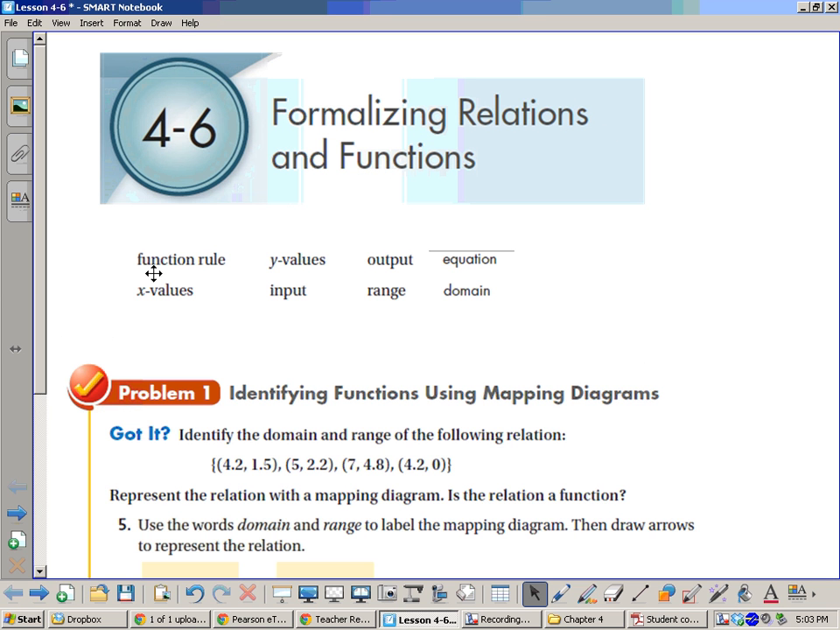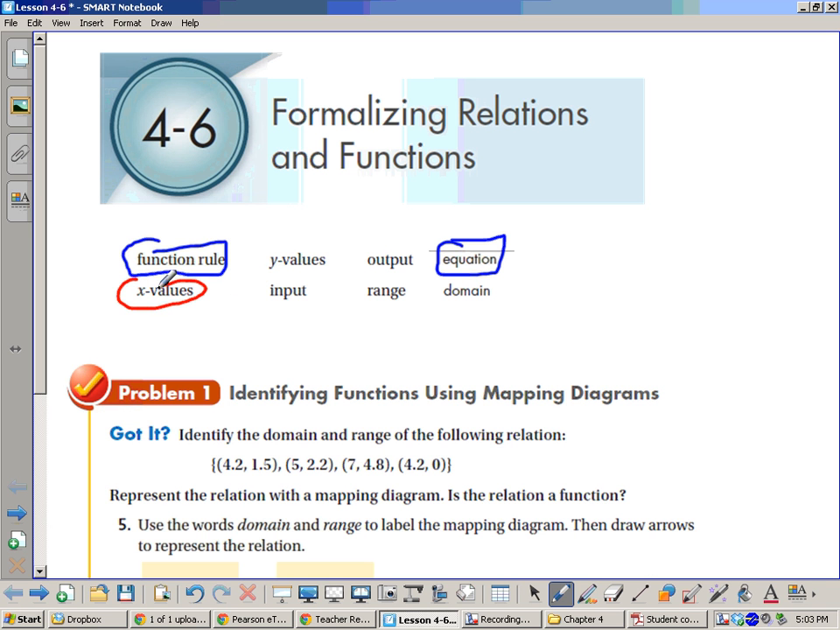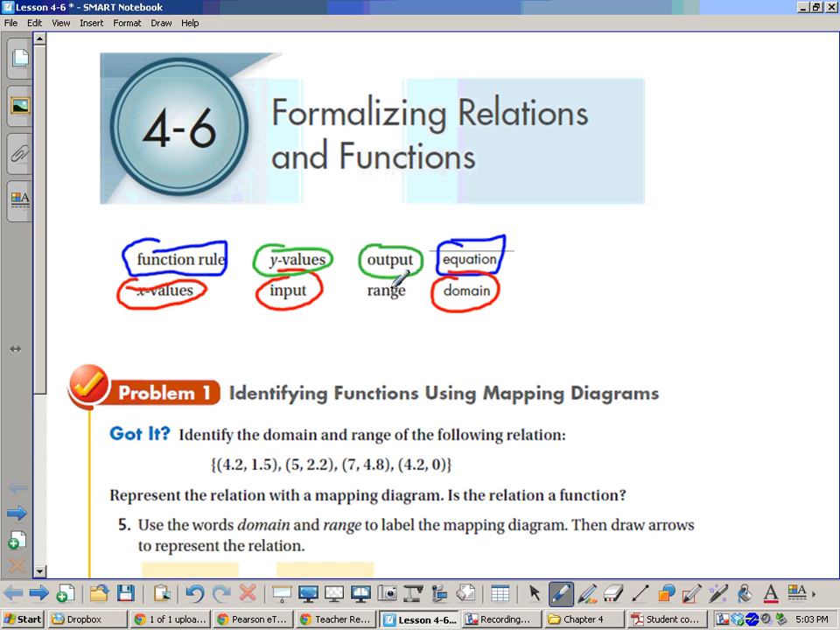And the first thing we're going to start with is just relating some things that we've talked about. What a function rule is. A function rule is just an equation. And then we're going to talk about the x values here. X values are the input and the domain of a function. So those three things are all related. And then the last thing we're going to talk about is that the y values are the output, and we also call them the range. So those three things are all the same thing.